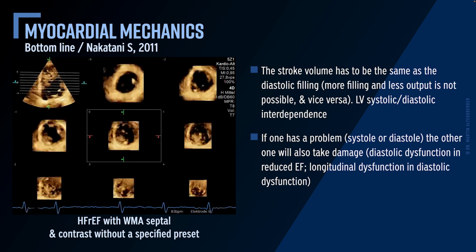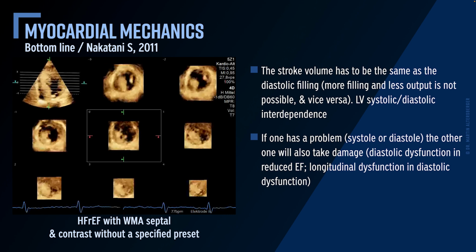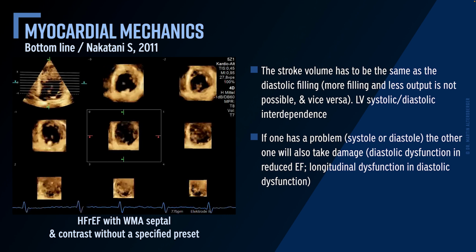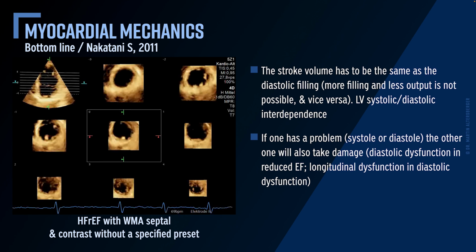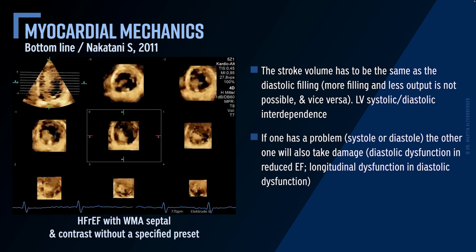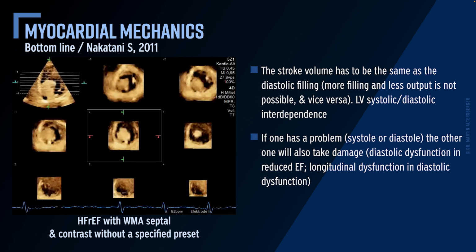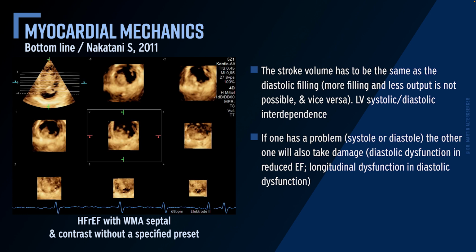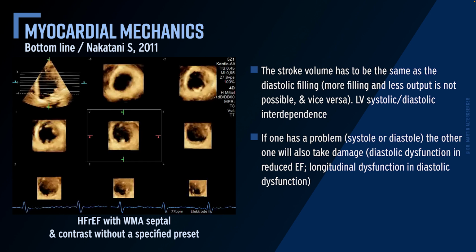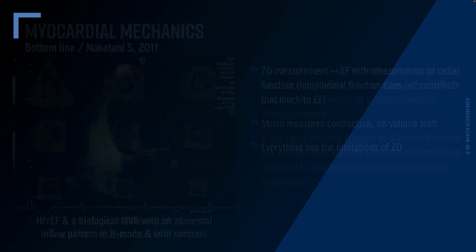Left ventricular systolic and diastolic function is dependent on each other. There's an interdependence present. If one has a problem, of course, systole or diastole, the other one will also take damage. Diastolic dysfunction, just as a reminder, is always present when you have a reduced ejection fraction, or also a longitudinal dysfunction in diastolic dysfunction when you have, for example, a heart failure with preserved ejection fraction.